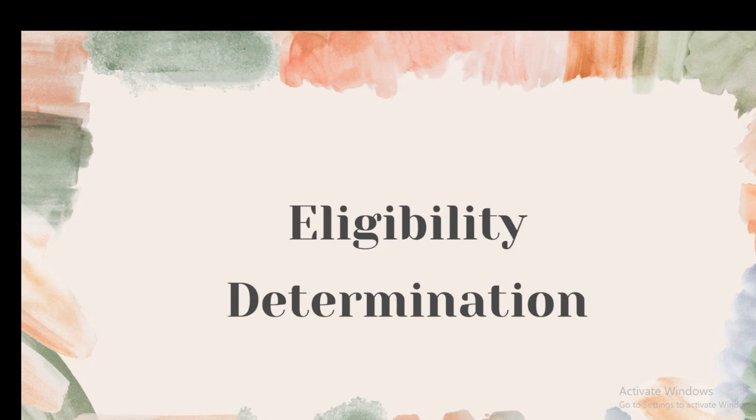Let's say that you guys decide that you do not need formal evaluations. You're just going to do a review of existing data. Then you're going to move on right away to that eligibility determination. But you're going to be making that determination based on a review of already existing data and formal evaluations.